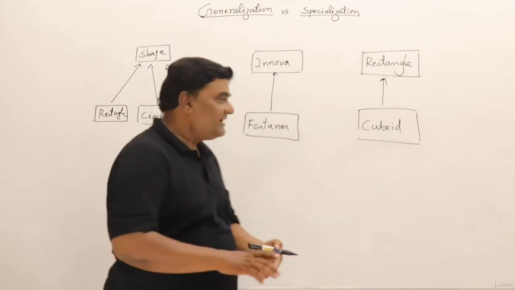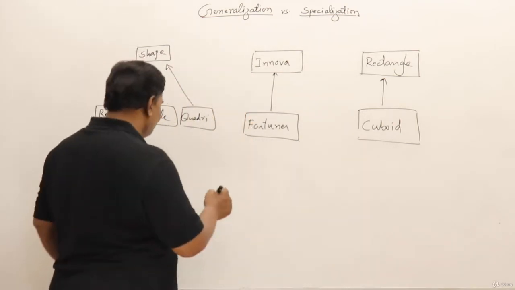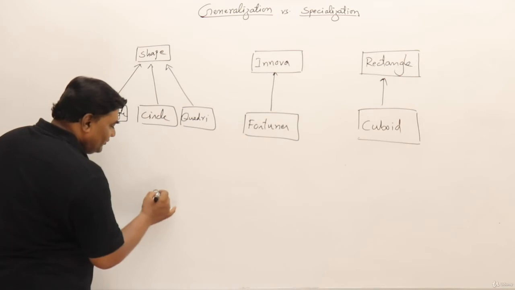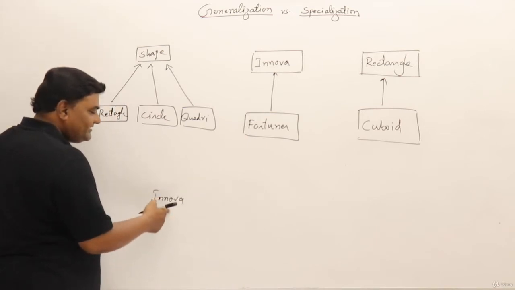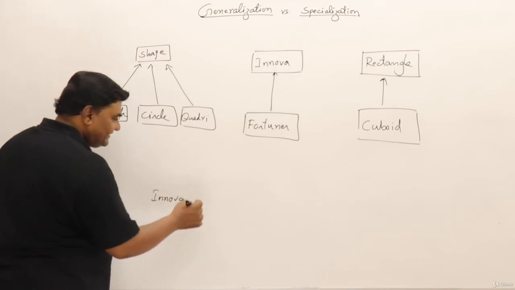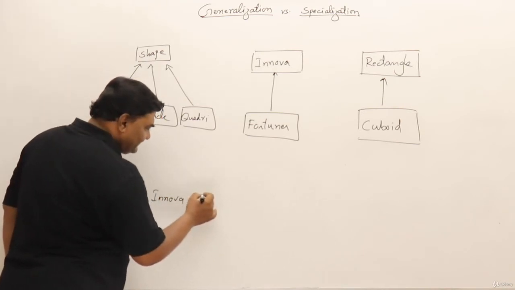So I'll give you one more example similar to this one. Let us take Innova, right? You can start, stop, you can change the gear, you can accelerate, so and so things. Now, next is Swift.